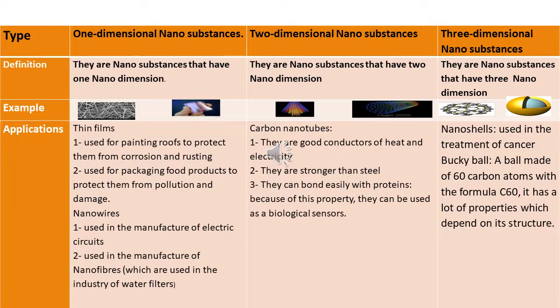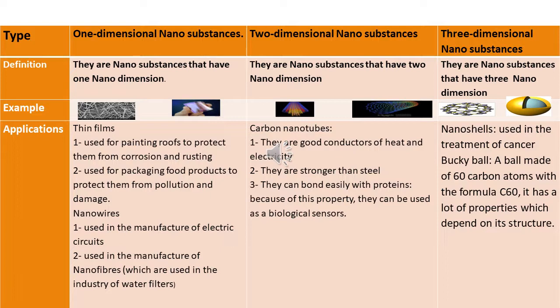For one-dimensional nanosubstances, examples are: nanowires used in electric circuits, nanofibers used in the wire filters industry, and thin films used in packaging food products to protect them from pollution and damage.